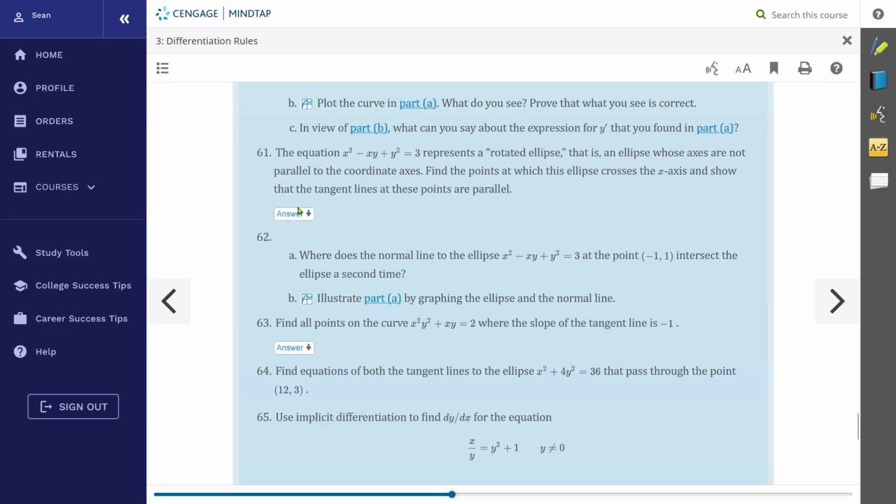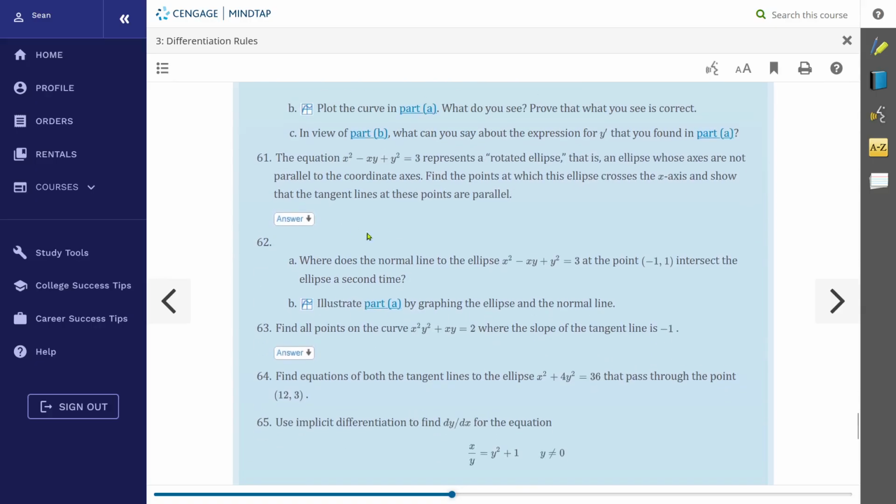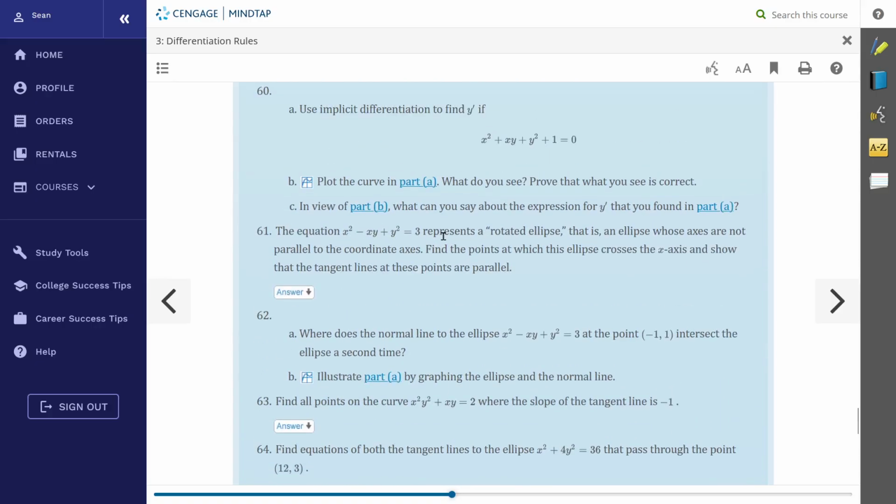So I figured while this was still fresh in my mind, I would just go through this to help out anyone else who is struggling with this particular problem, just because it's more of a complex one as far as Calc 1 goes.